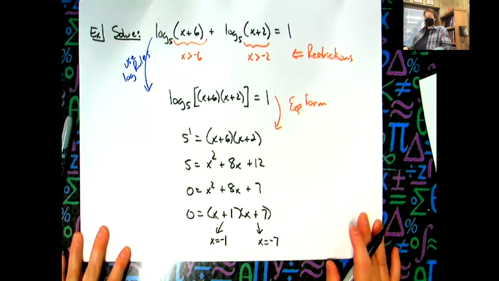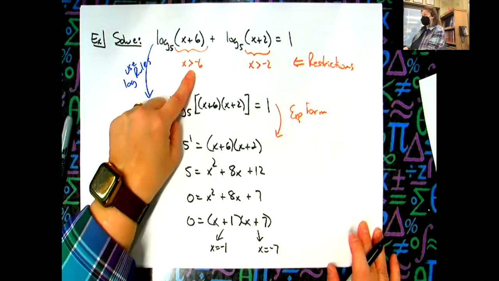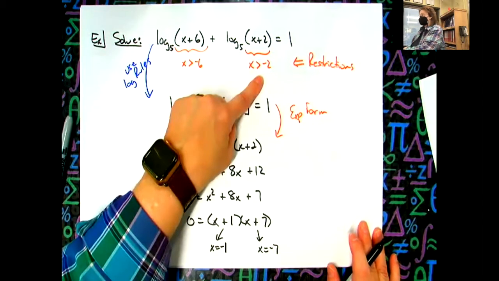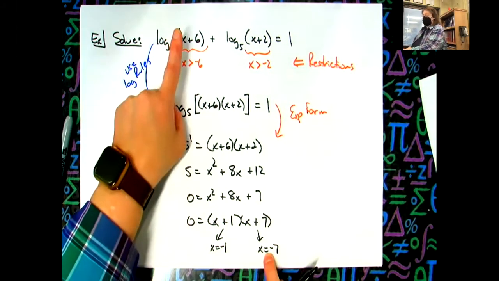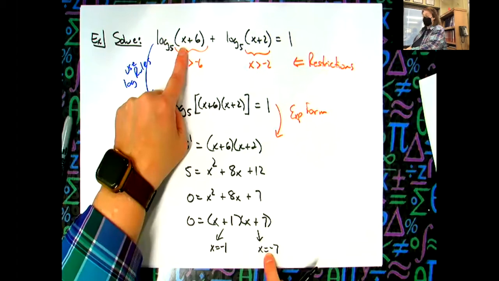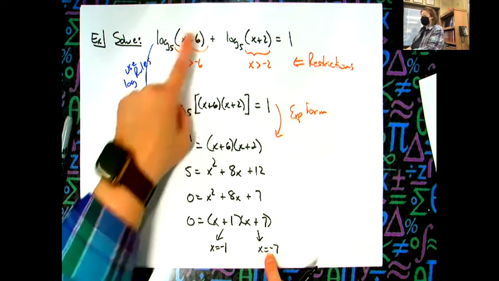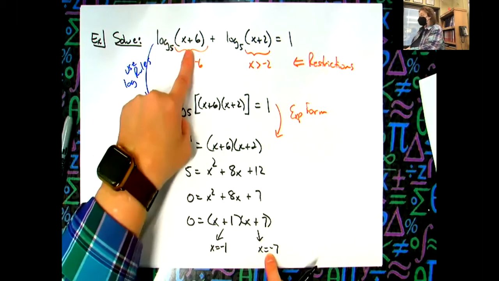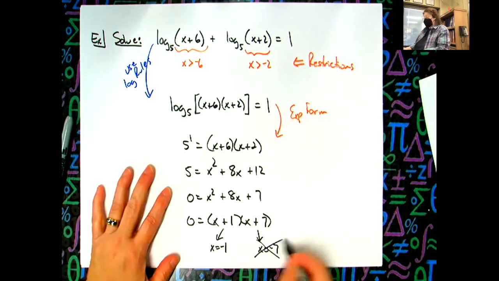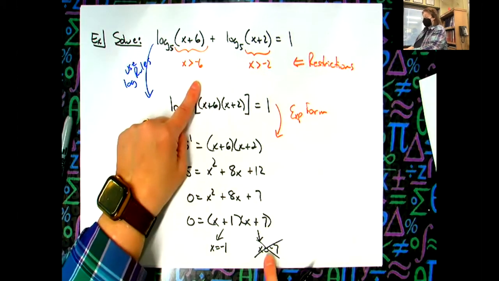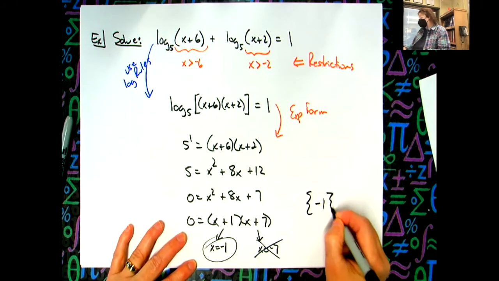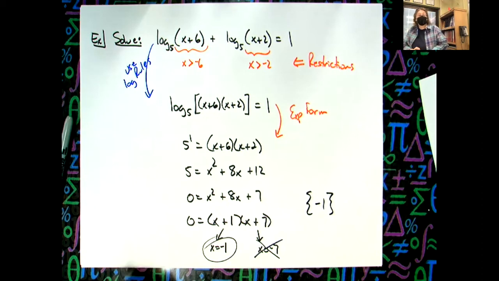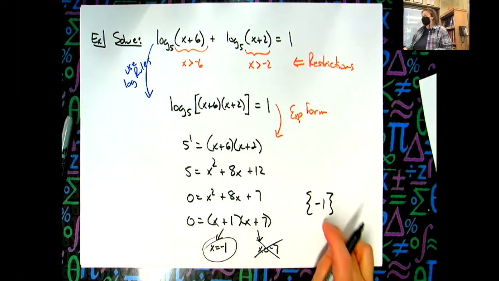But I said up here x has to be greater than -6 and greater than -2. Which one of those do I need to throw out? The -7, because if I plug a -7 in here, -7 plus 6 gives me a -1. That would make me try to take the log of a negative number, and I can't do it. So I can look at my restrictions, and I can tell I need to throw this out, which means my only answer in set notation is x equals -1, if you're writing it in set notation.